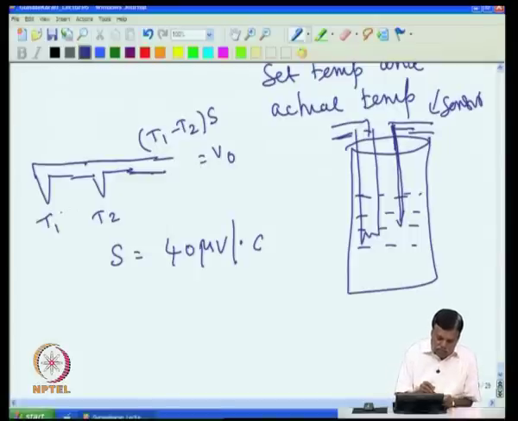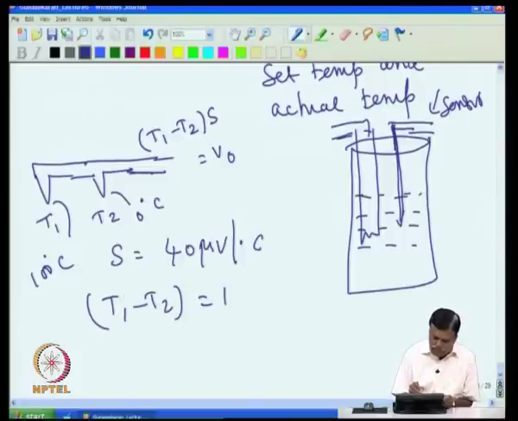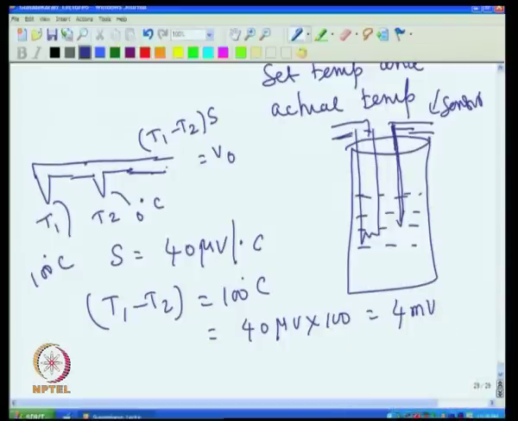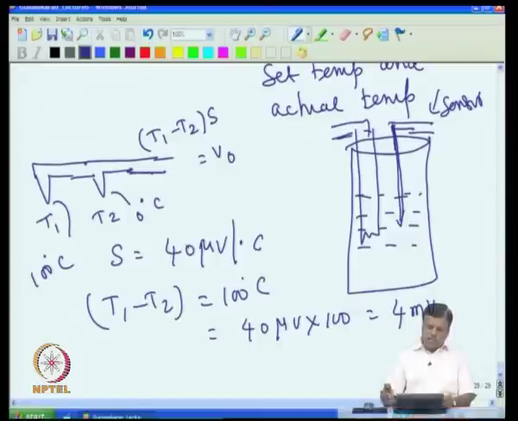So, for example, if this is at 100 degree C and I keep this at 0 degree C, then the difference is 100 degree C. That gives me 40 microvolt into 100, which is equal to 4 millivolt from these two ends. So, if the temperature difference is high, you will get more voltage. That is how the thermocouple senses the temperature, and in fact, this is the only device today that gives you an electrical output for a temperature.